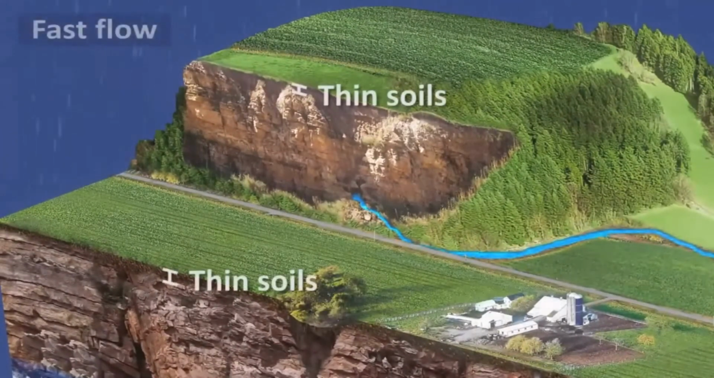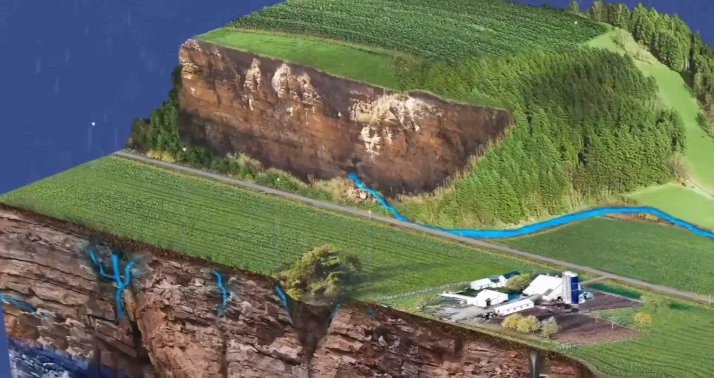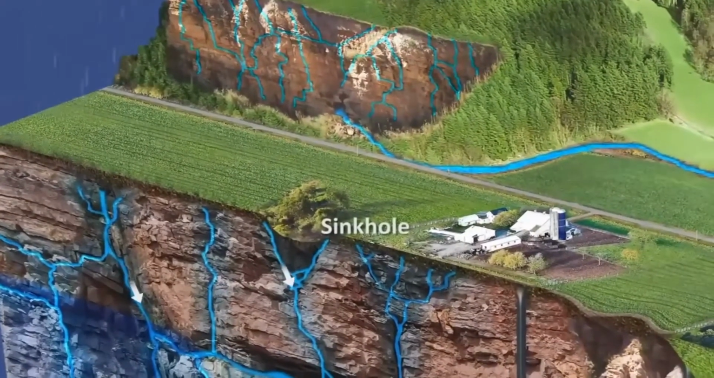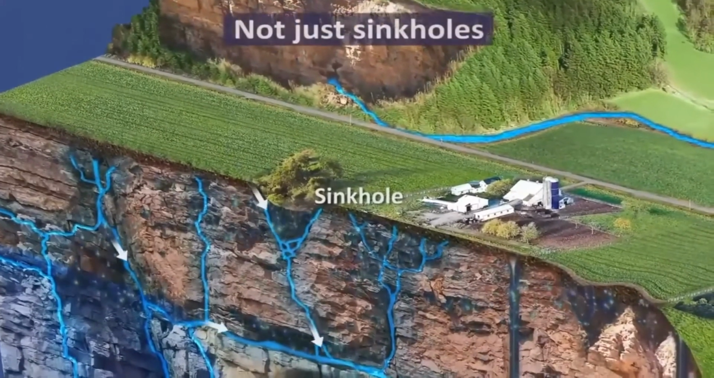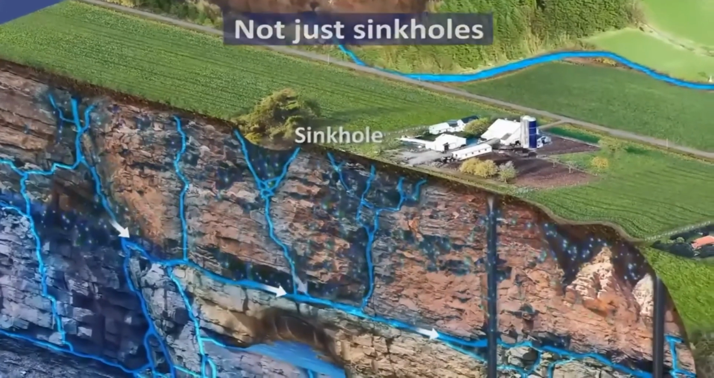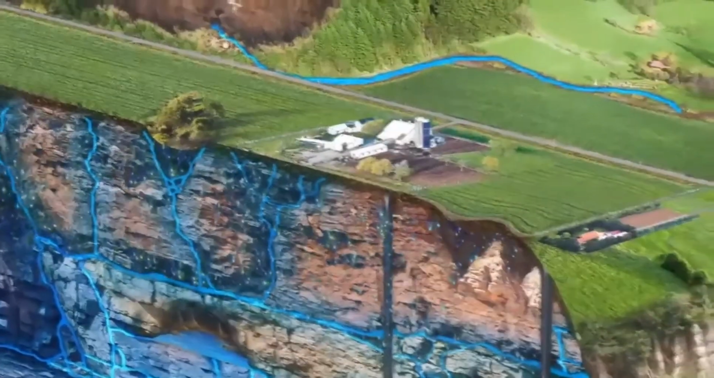A thin layer of topsoil allows water to easily soak into the underlying bedrock. Once in bedrock, water moves quickly to shallow drinking water wells, springs, and streams. Although some rain and melting snow moves from the surface to groundwater through sinkholes, most soaks into the ground across the entire land surface.